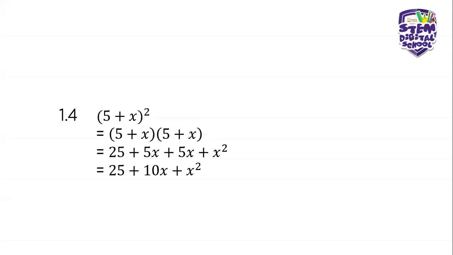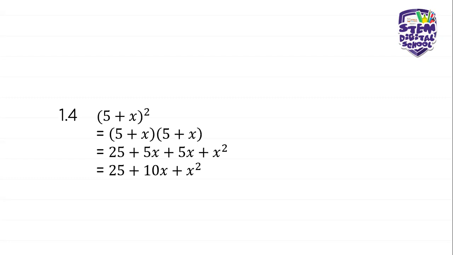And then we also have the 5 plus x all squared. And then this becomes 5 plus x into 5 plus x. And we know that 5 times 5 is 25. 5 times x is 5x. And then x times 5 is 5x. x times x is x squared.